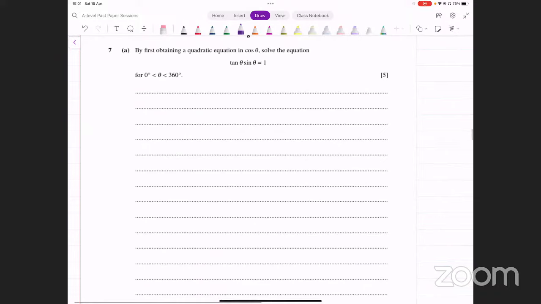It says, by first obtaining a quadratic equation in cos theta, solve this equation: tan theta into sin theta equals 1. अब उसने आपको हिंट दिया कि आपने इस सब को cos में कन्वर्ट करना है. Okay. Now, how do you do this? You can first of all write tan theta as sin theta over cos theta, right? And that gives you sin over cos into sin theta equals 1. Now, in the numerator, you have sin square theta. Cos theta can go to the other side, get multiplied with 1, and that gives you cos theta on the other side. Sin square को आप cos square में convert कर लें, because आपको cos में चाहिए सब कुछ, right? Sin square क्या होता है? 1 minus cos square theta.